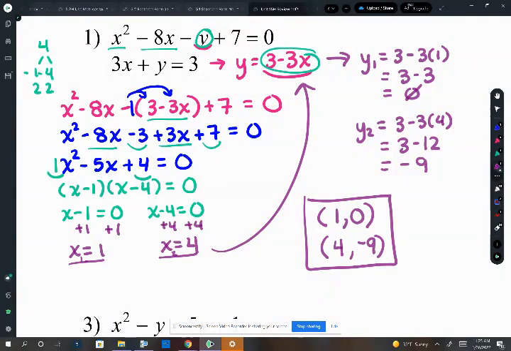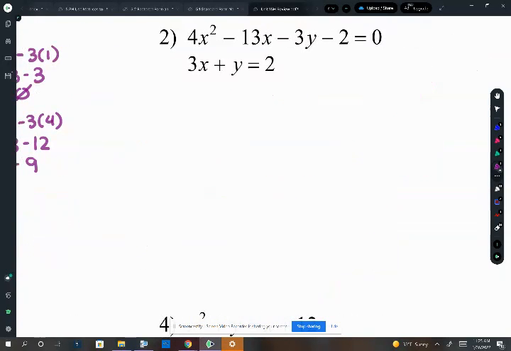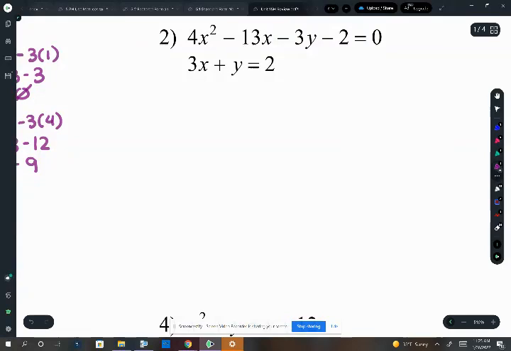Okay, so then when I look at problem 2, I can do one of two ways as well. I can do substitution or elimination. If I do substitution, I always like to do substitution if I can. I think it's easier. I'm going to subtract the 3x. So I'm going to get y is equal to 2 minus 3x. And then I'm going to take this value and I'm going to plug it in where the y goes.